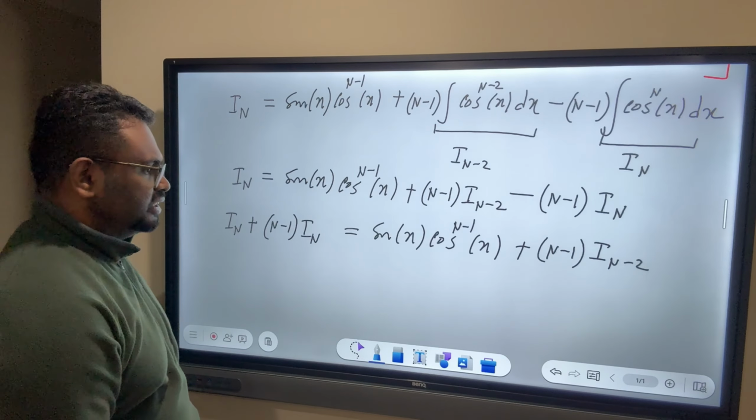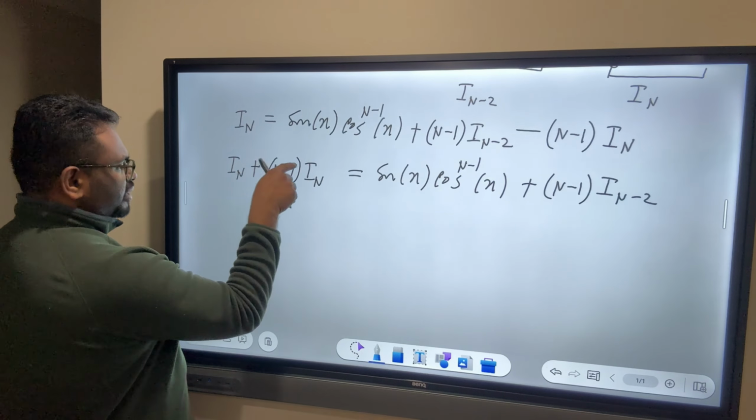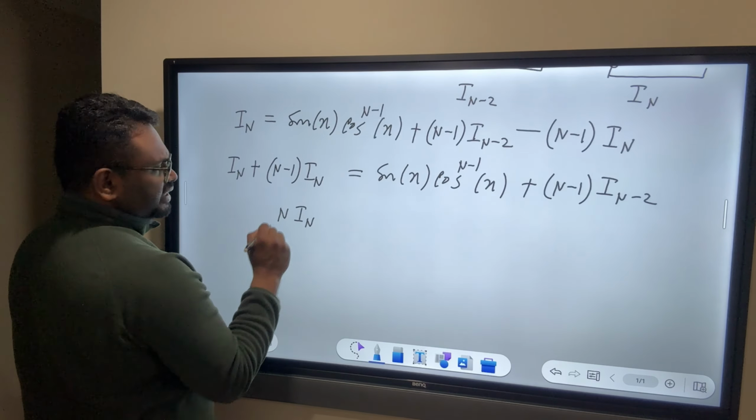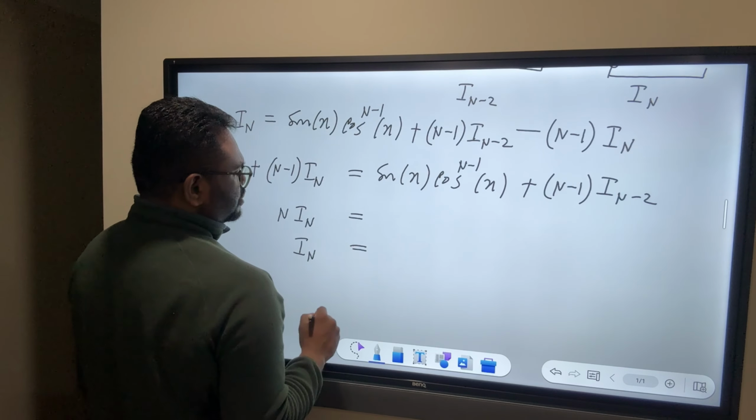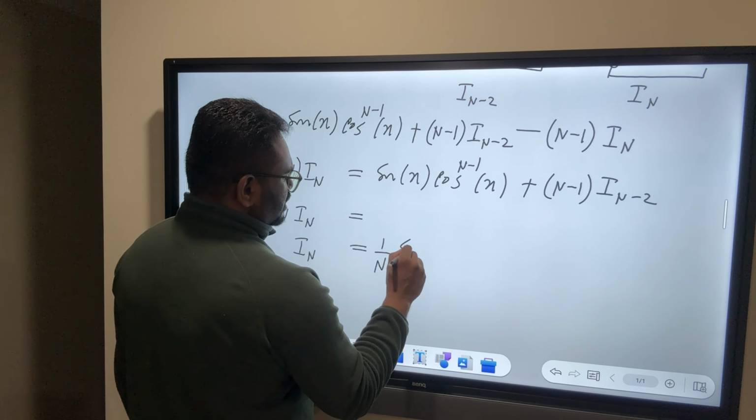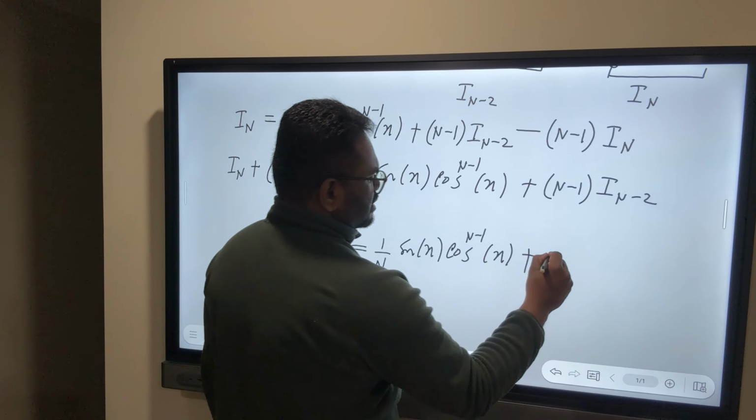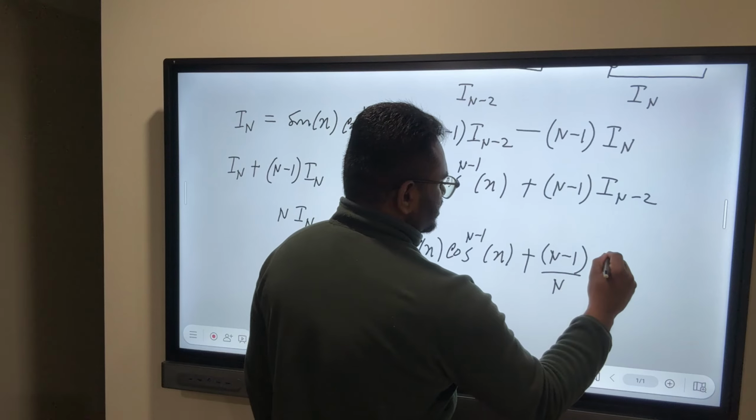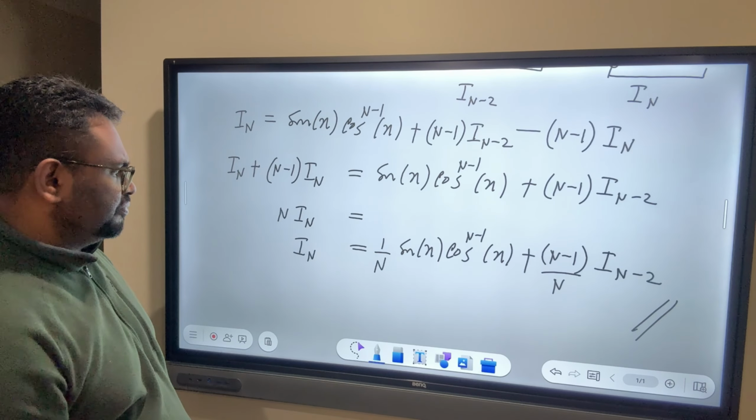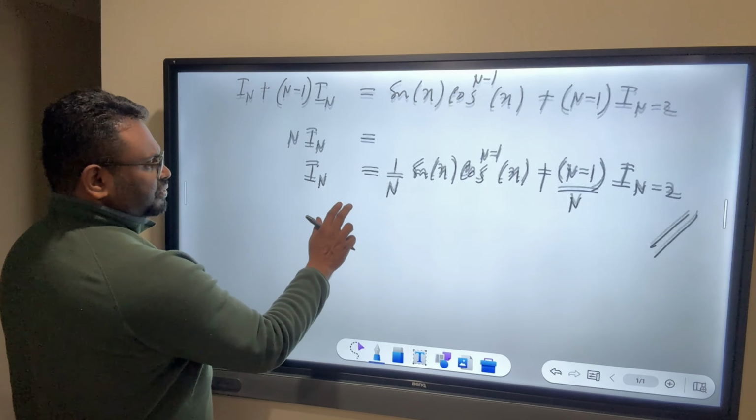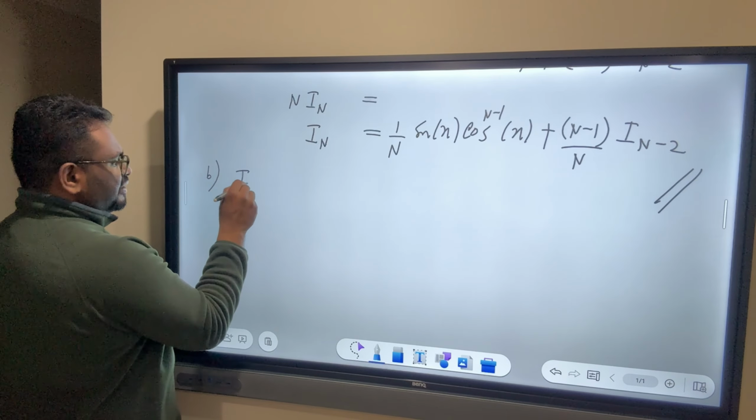Cool. So I'm just putting the things together. Now you can see, 1 plus n minus 1 is n, so this is going to be n I_n, right? So I'm going to divide the whole right hand side by n, so I_n is now equal to 1 divided by n sine x cos^(n-1) x plus (n minus 1) divided by n I_(n-2). Cool. This is what we wanted to prove.